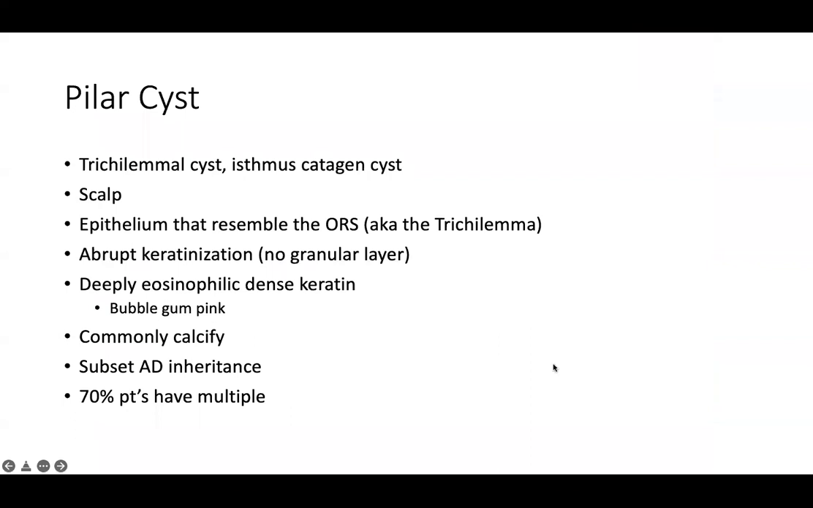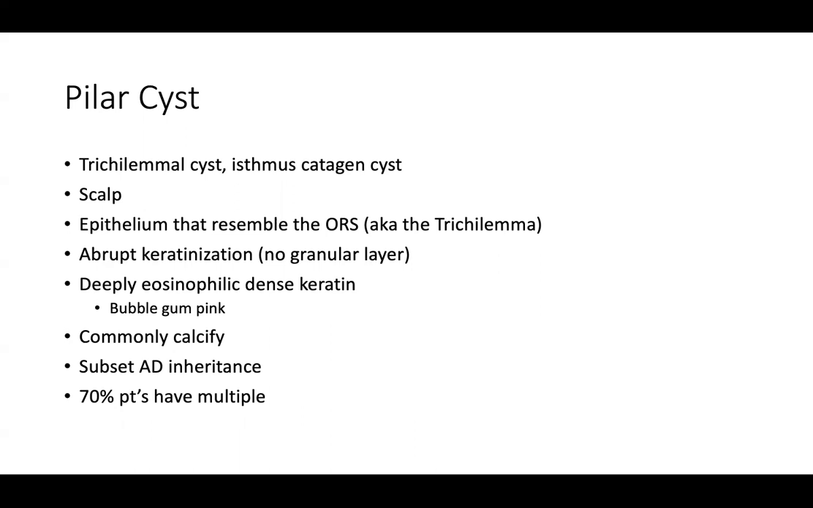Pilar cysts are basically the cousin of epidermal inclusion cysts. It's also known as a tricholemmal cyst or isthmus catagen cyst. You can see them on the scalp. The epithelium resembles that of the outer root sheath, also known as tricholemma. You have abrupt keratinization with no granular layer. So that abrupt keratinization is important. It actually leaves you with this deeply eosinophilic, very dense keratin within the core, so-called bubblegum pink keratin, not to be confused with bubblegum pink collagen that you would see in a keloid.